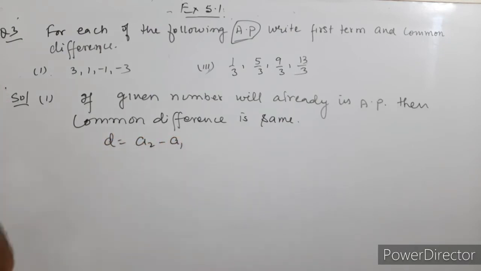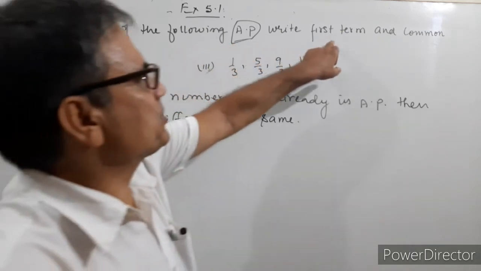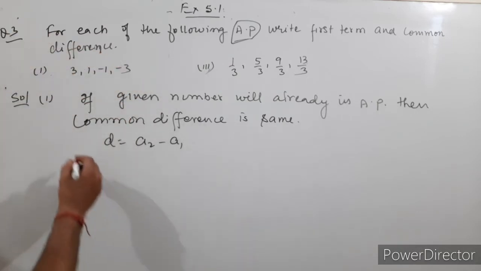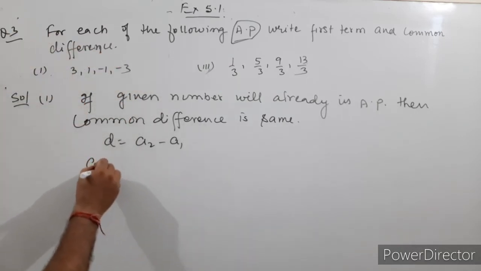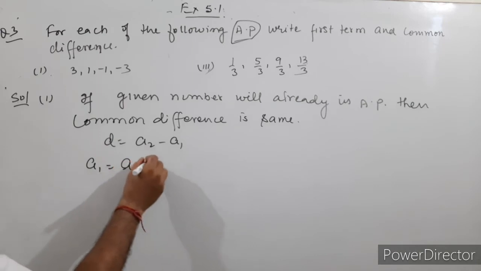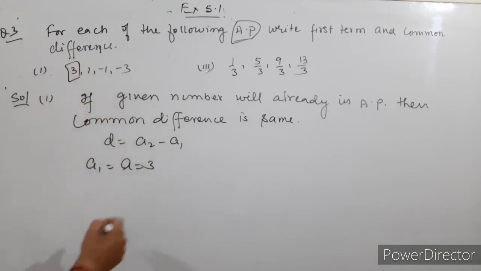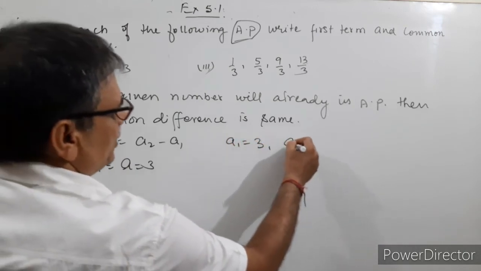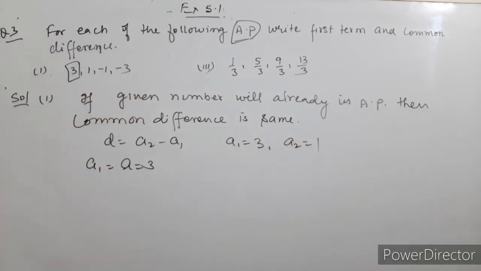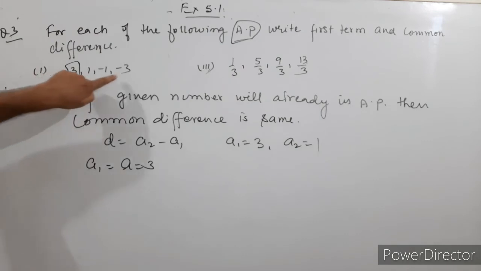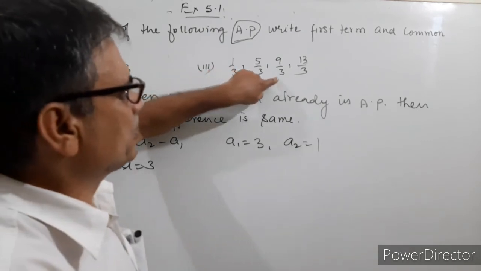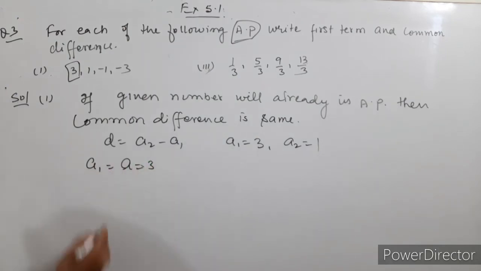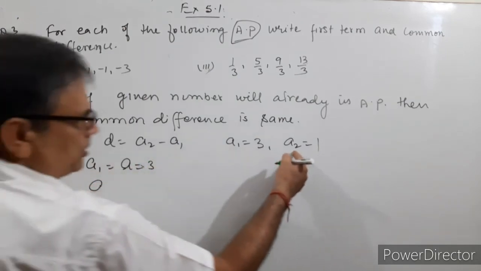Is it clear? And now we have to find out, write the first term, because for each of the following, it is already in AP. So what is the first term? A1 is the first term, which is equal to 3. A1 is equal to 3 and A2 is equal to 1. This is first term, second term, third term, fourth term. Here A1 is equal to A is equal to 3, first term, and A2 is equal to 1.